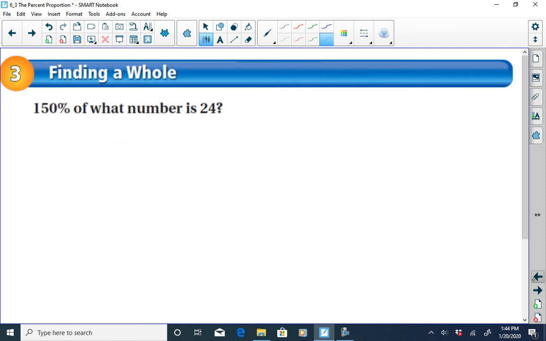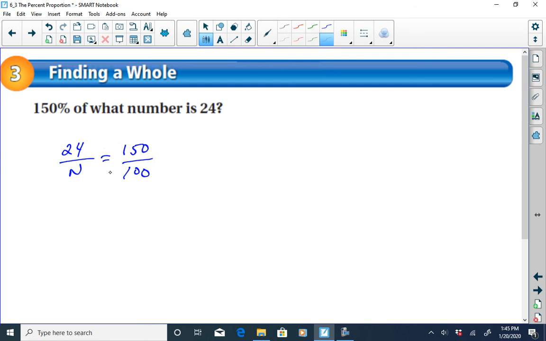All right, let's take a look at our next example. Notice in our percent question, what follows the word of is missing, right? We're looking for what number. Well, when we have our percent question written that way, in our first ratio we're missing the denominator. We're looking for the whole amount. The part of our first ratio almost always follows the word is. That's going to be our numerator, 24. The second ratio is 150 over 100.